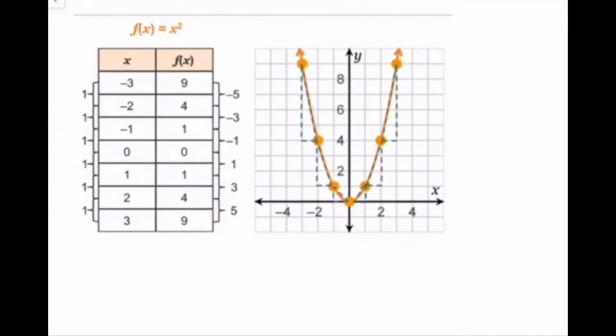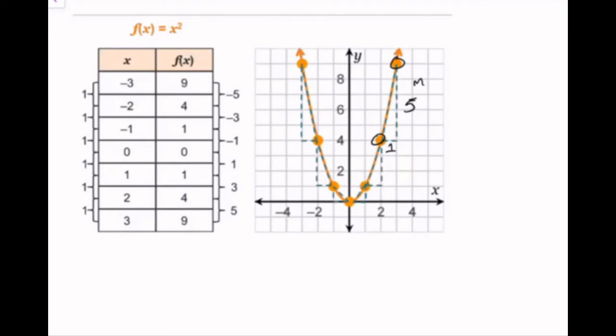So let's take a look at the parent function, f of x equals x squared. Let's find the slope between the given points. Of the points, positive 3, positive 9, and 2, 4, we look at the slope. The rise is 5, and the horizontal run is 1. So my slope is 5 over 1, or 5.